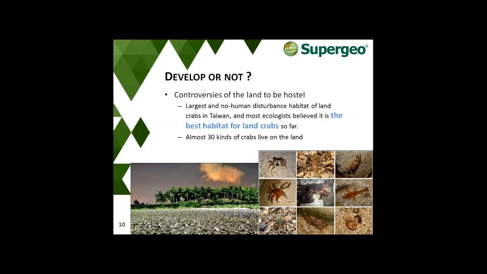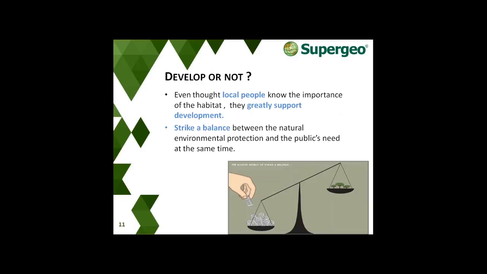The dilemma is local people gladly support this development, even though they know this area is also the precious habitat for land crabs. So how to strike the balance between the needs of villagers and protecting the environment becomes a hard issue for the authority.